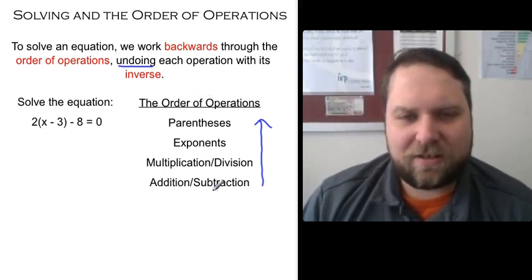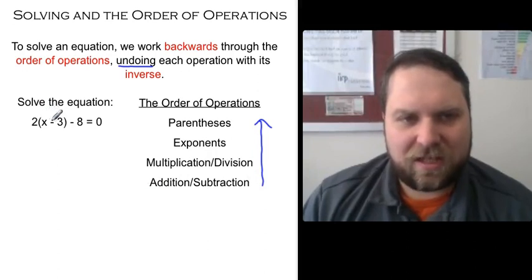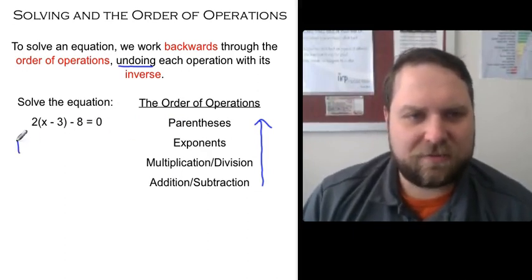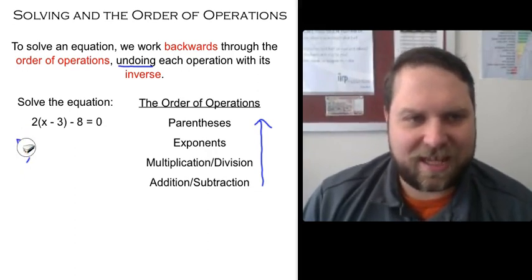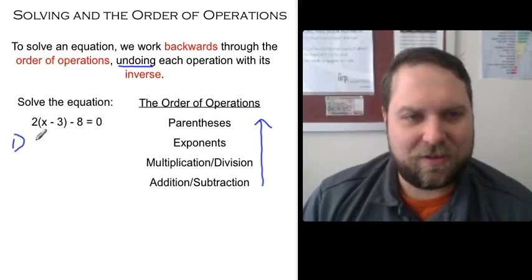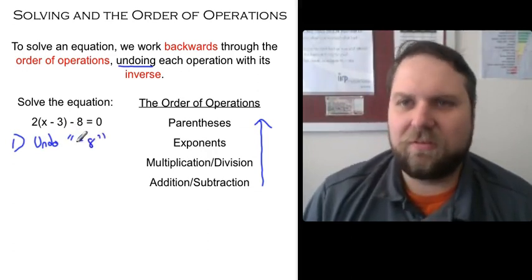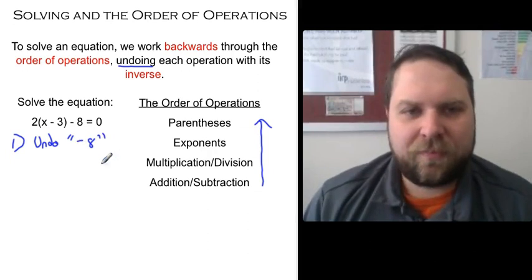So we start by looking for any addition and subtraction in the equation. I've got subtraction right there, but it's inside parentheses, so we'll wait for later. And here I've got subtraction of this minus 8. So the first thing we're going to do, and we're not even going to solve this, I just want to write down what steps we would do. The first thing we would do is undo subtracting 8, which of course we would do by adding 8.